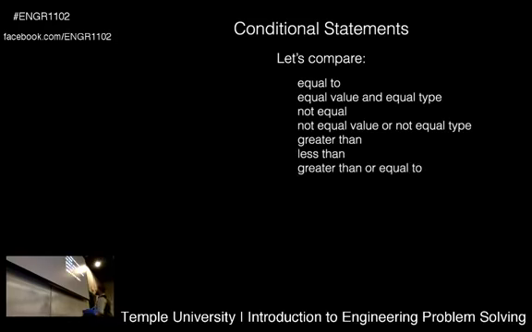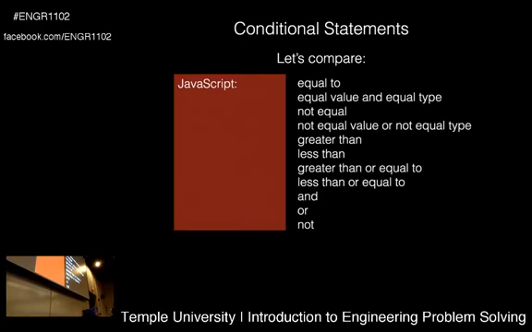Greater than or equal to. What else? Less than or equal to, and the word and. Right? We could check more than one thing at the same time. And what's that? Or. And I think I'm out. Okay, so now, nope, I'm not. There's also not. Okay, so JavaScript has specific operators for checking all of these conditions.